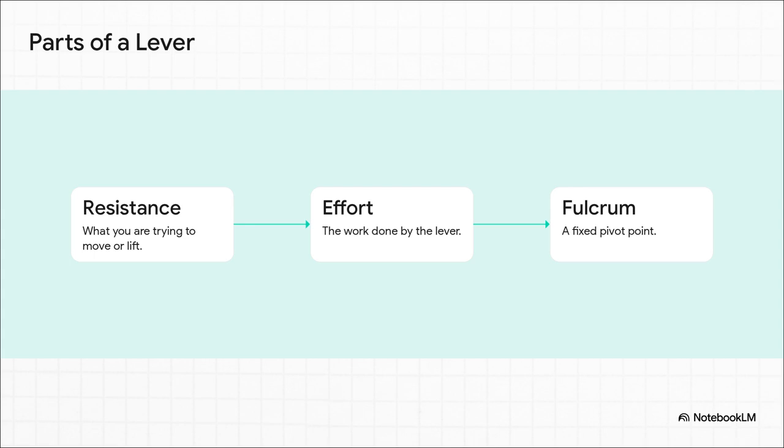First, you have the resistance force, which is the load, the thing you're actually trying to move. Second is the effort force, which is the physical work you are putting into the lever. And third is the fulcrum. That's the fixed pivot point the lever rests and spins on.